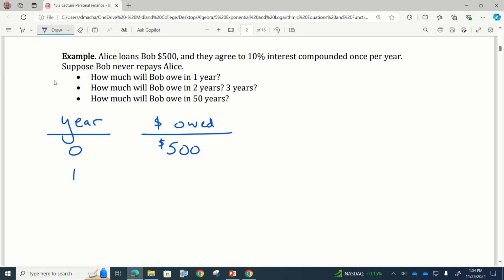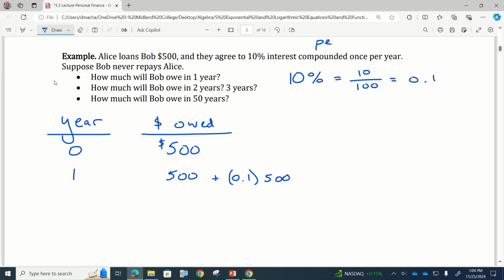After 1 year has passed, how much money does Bob owe Alice? He owes her the original $500 plus an additional 10% of $500. And 10% means 10 divided by 100, which is 0.1.